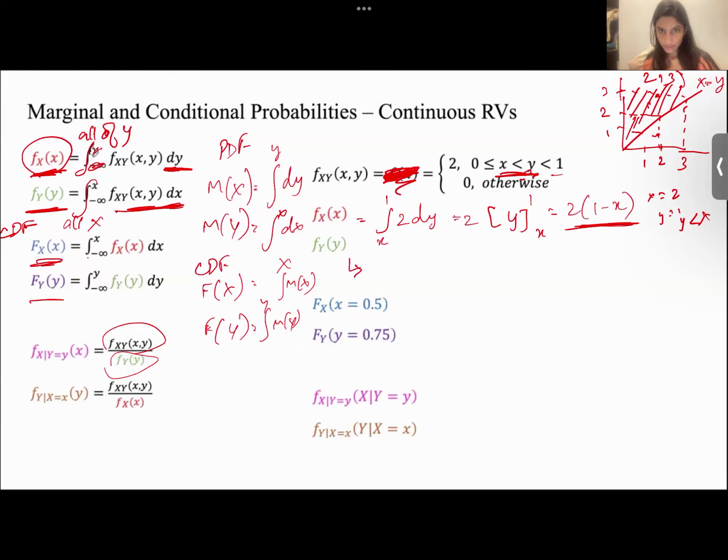And similarly for y, you write the function and integrate in terms of dx. x can take a value from 0 to y. Lower limit is 0, upper limit is y. So this would be equal to 2x from 0 to y. Substituting this, you'll have 2y minus 2 into 0, which is 0. So you'll have 2y. Now you have the marginal probabilities. Now let's say they've given the value for these points here. So what do you do here?